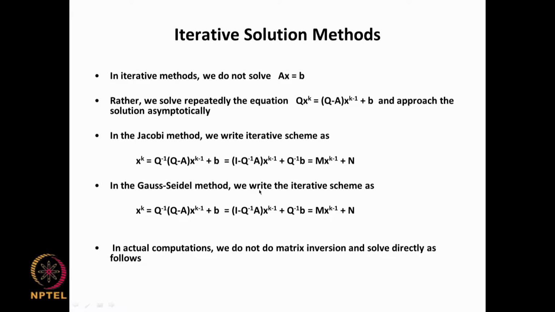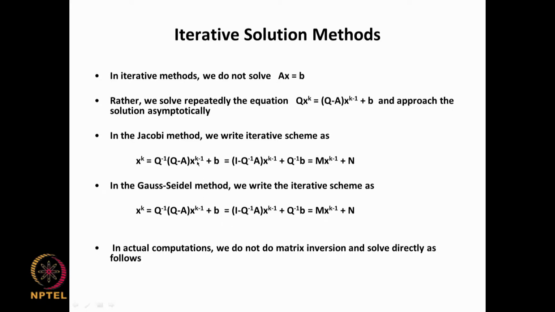In the Gauss-Seidel method, we write the iterative scheme as x_k equal to Q inverse of (Q minus A) x_(k minus 1) plus b, in this form, which looks exactly the same except the definition of Q. In the case of the Jacobi method, Q is just the diagonal elements of A, and in the case of the Gauss-Seidel method, it is the diagonal elements and the elements which are lower than the diagonal; those constitute the Q.